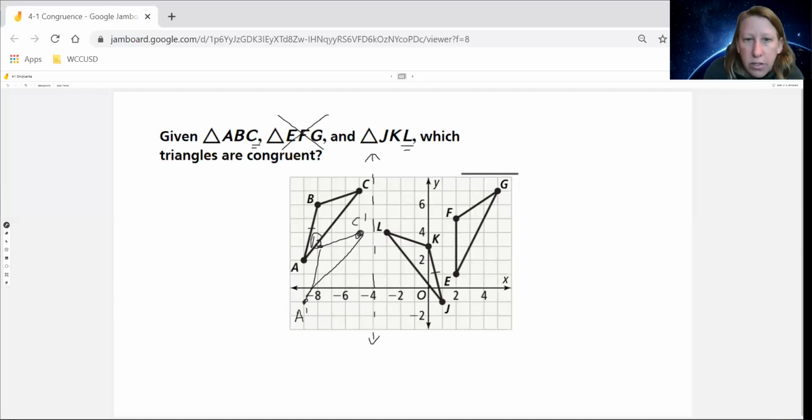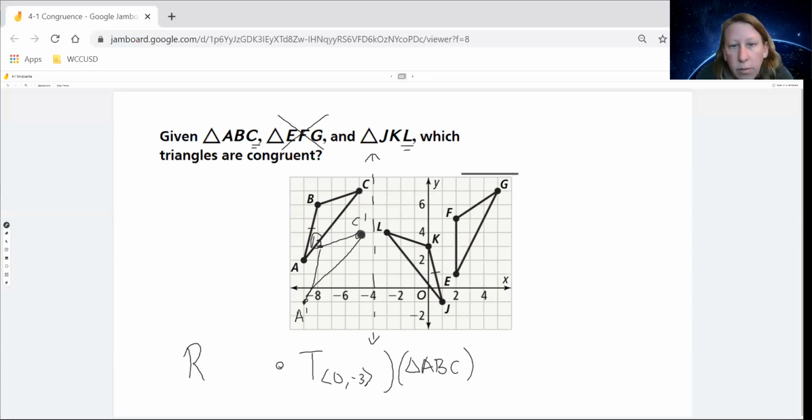I'm going to take triangle ABC. And what was the first thing I did? I translated it. I moved it down. How much did I move it down? I moved it down 3. So I didn't move it left or right, I just moved it down 3. And the next thing I did was flip it over that line. I'm going to reflect it. And I'm going to name this line M.